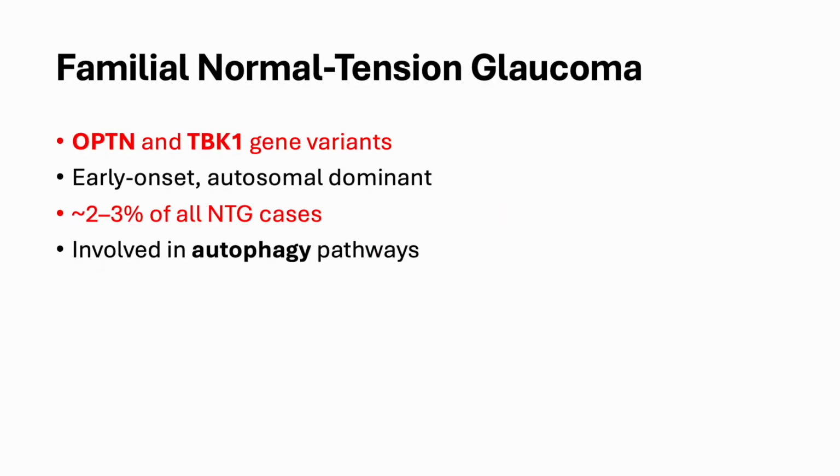Familial normal tension glaucoma, or NTG, is linked to genetic mutations in OPTN and TBK1. These cases typically present early and follow an autosomal dominant inheritance pattern. They make up about 2 to 3% of all NTG cases and are believed to involve defects in autophagy pathways, a cellular process important for maintaining neuronal health.